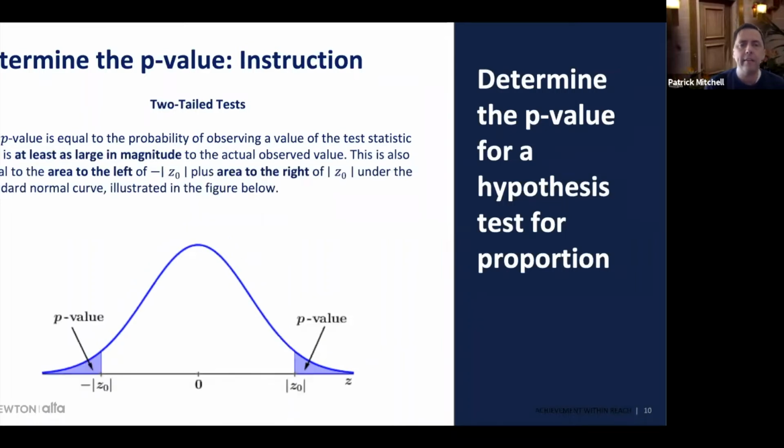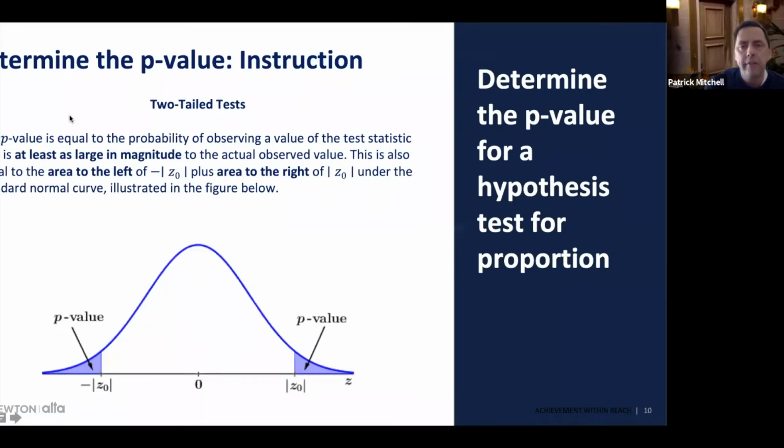And then finally, this is the kind of confusing one from a few slides ago. For a two-tailed test, the p-value is equal to the probability of observing a value of the test statistic that is at least as large in magnitude as the actual observed value. So, for example, if your calculated test statistic came out to negative 2.3, that means at least 2.3 standard deviations away from the mean in either direction.